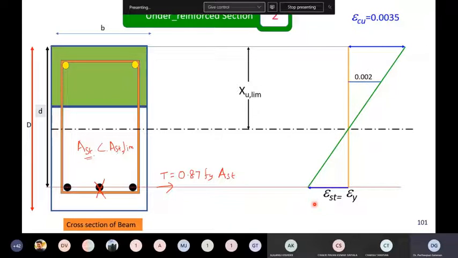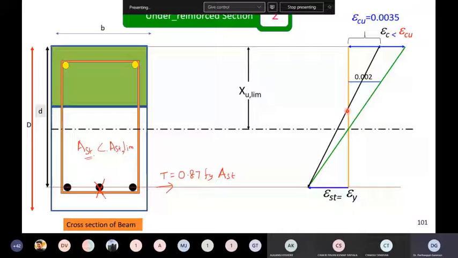One second. So here we are providing AST less than AST limit, so steel starts yielding. At that time, the strain in the concrete will be less than the ultimate strain. That value is this one. Epsilon C is less than epsilon Cu. Now, if you see in the strain diagram, your zero strain has moved up. The more and more you are reducing your AST, your neutral axis will shift more and more towards the top, or your neutral axis will become lesser and lesser than XU limit.